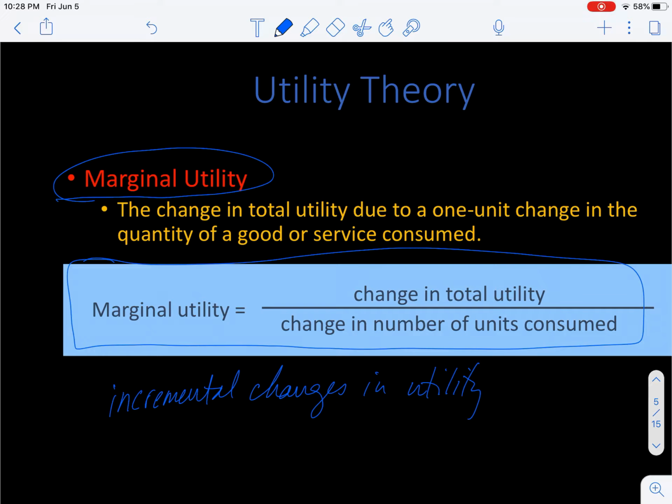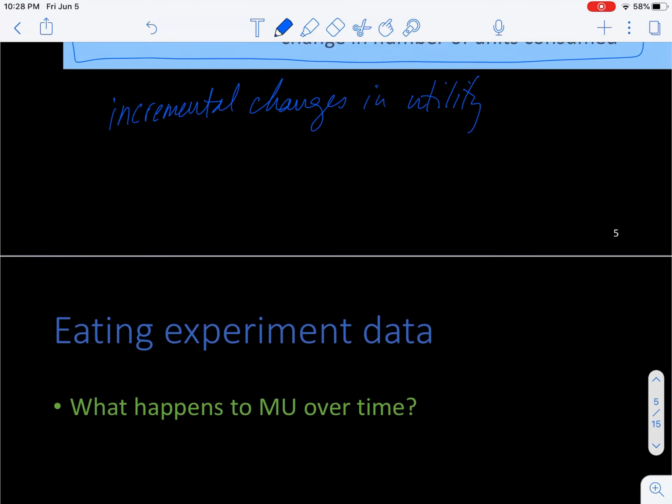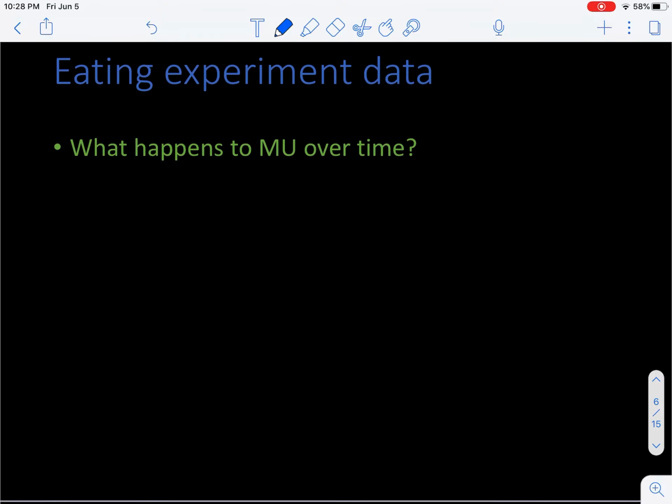If I have another slice, I get more utility. What's the marginal utility of the second slice, or maybe the marginal utility of the fourth bite? We could divide it down even smaller. But that's the idea, the incremental changes.